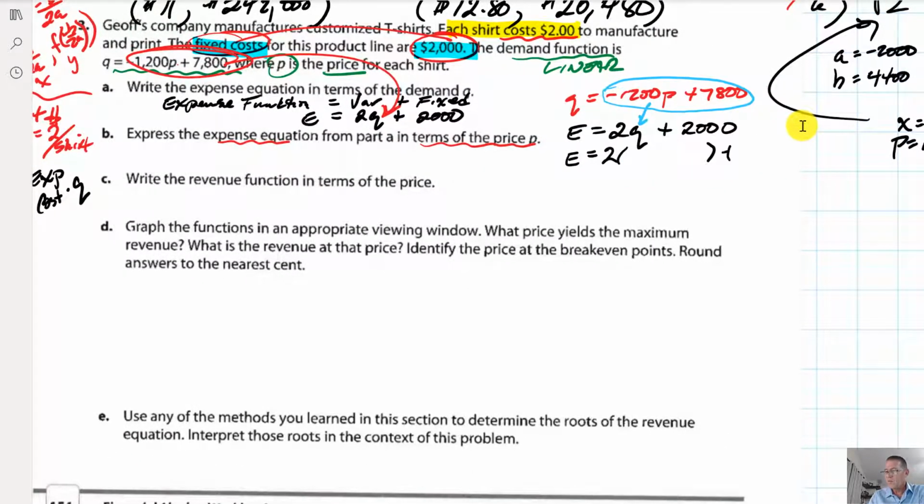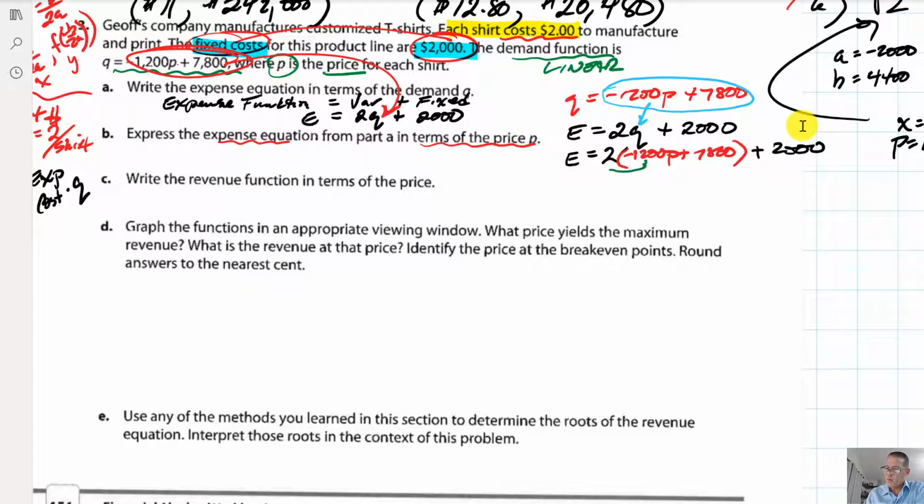So I bring that in. I get Q is negative 1200 times P plus 7800. So I substitute that in. I'm going to bring down the constant 2000. I've got to distribute through the 2, distribute twice.